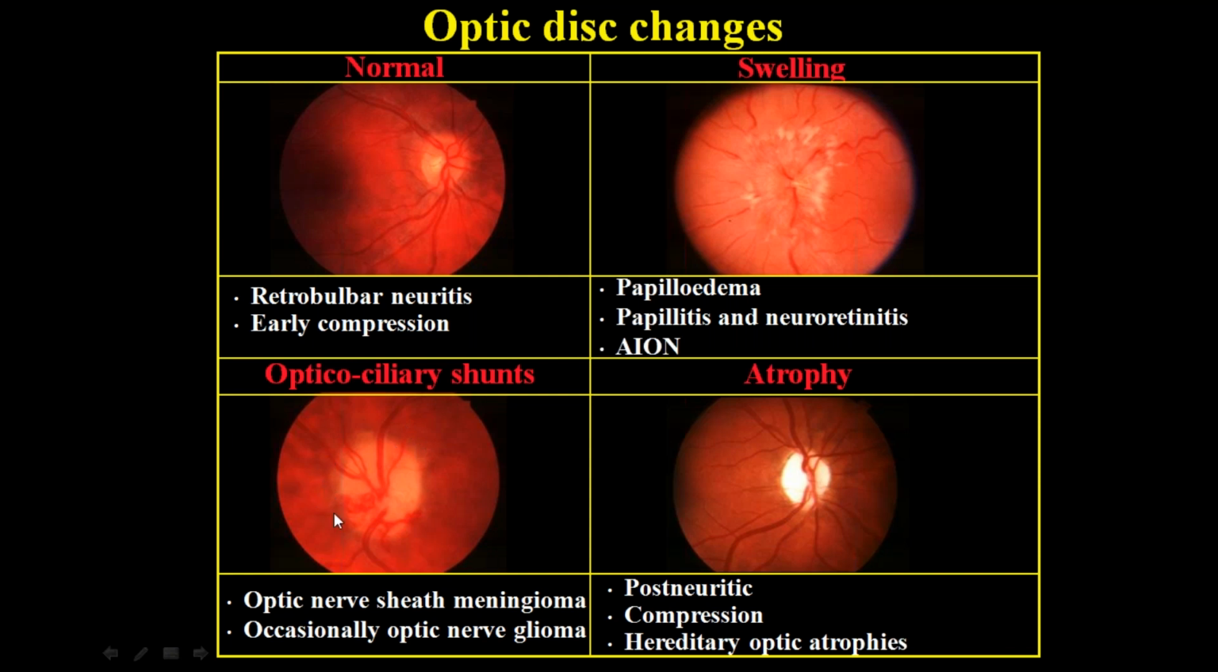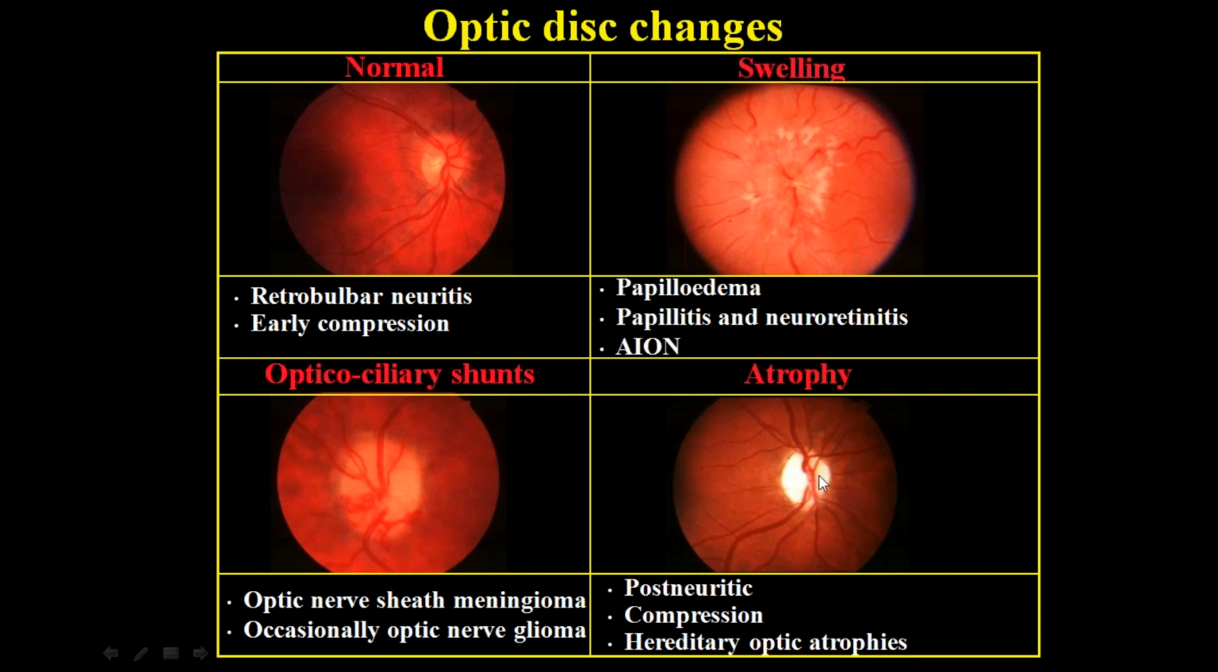In some conditions, you see optociliary shunts. Optociliary shunts are nothing but new vessels which are growing, or small vessels which are swollen up in between the vessels. When you see such a feature on the optic disc, you have to suspect optic nerve sheath meningioma or optic nerve glioma. If you see this particular picture, the optic disc is completely pale.